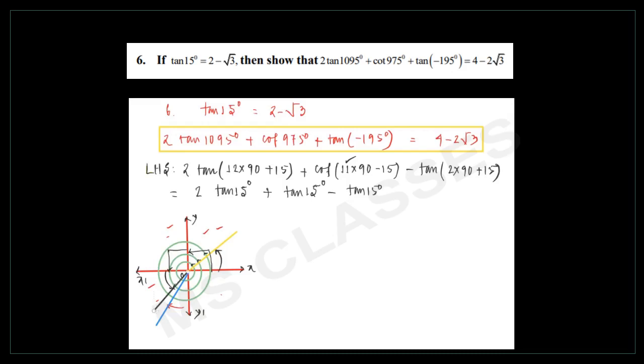Third quadrant 10 is what? Third quadrant 10 is positive. So the result is what? Twice 10, 15. Now 10, 15 value is given. 2 minus 15. So this will be what? 4 minus 2 root 3.